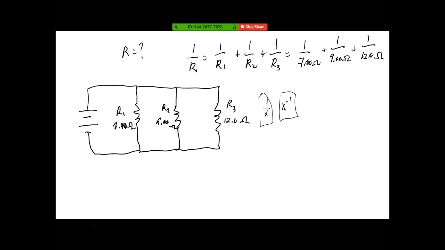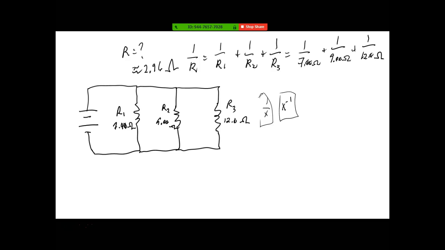And then your 1 over x key. And then we do another plus, and enter the 12. And do the 1 over x key. And then I'm going to press equal. That's not your R. That's 1 over R. So to get that, I do the 1 over x key one more time, and that gives me the effective resistance. R effective is approximately equal to 2.96 ohms. Do y'all get that?